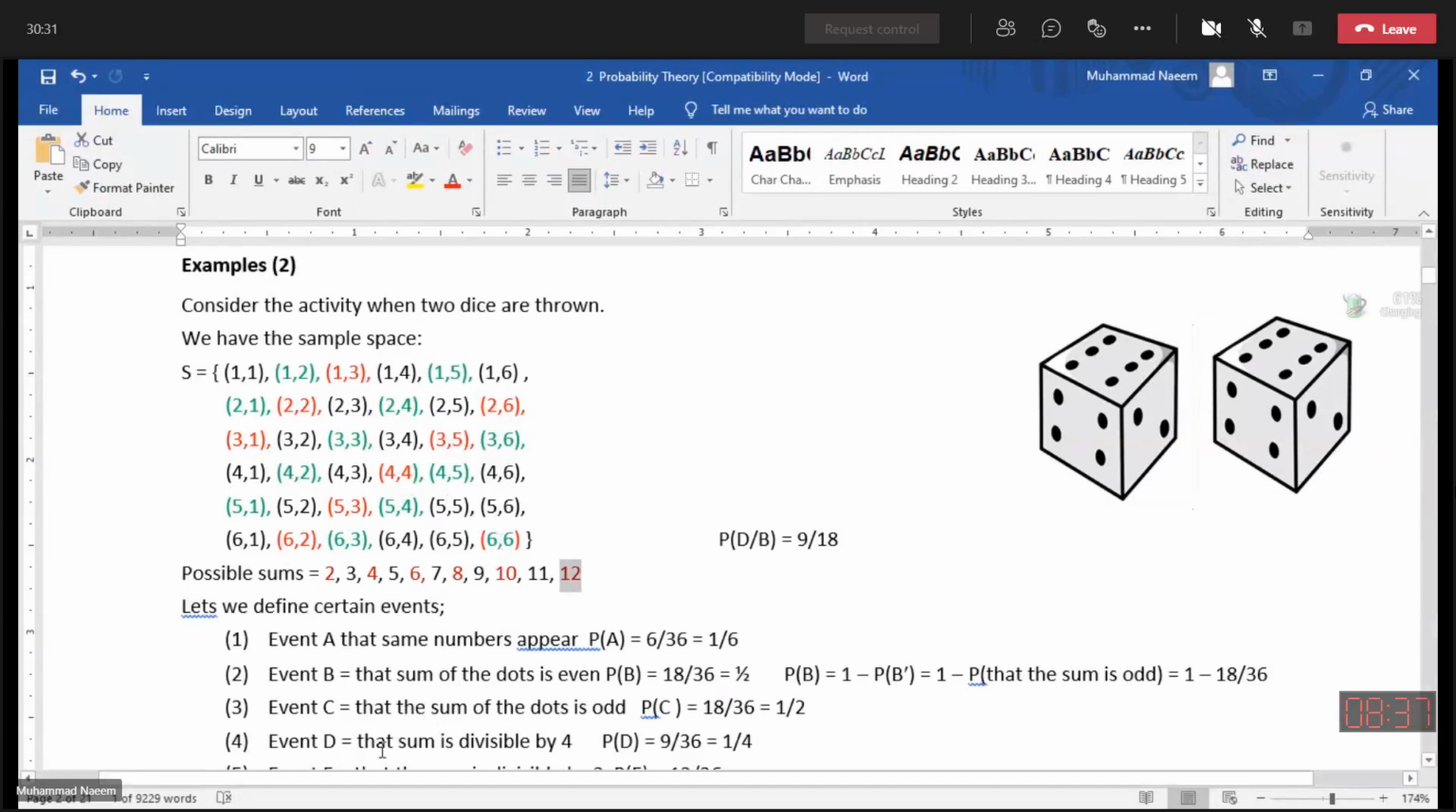They are belonging to the event D. So the probability is 9 by 36, 1 by 4.